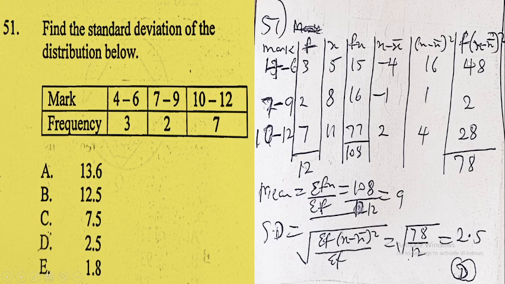3 times 16 will give us 48. 2 times 1 will give us 2. 7 times 4 will give us 28. Then we'll now sum that column together. Sum this together, that will give us 78. Then 78 divided by summation f, which is 12. And find the square root of it, that will give us 2.5. So option D is the correct option here as the 2.5.